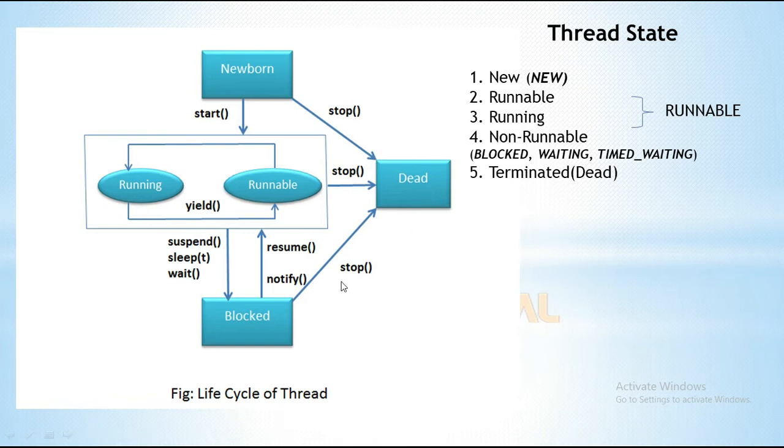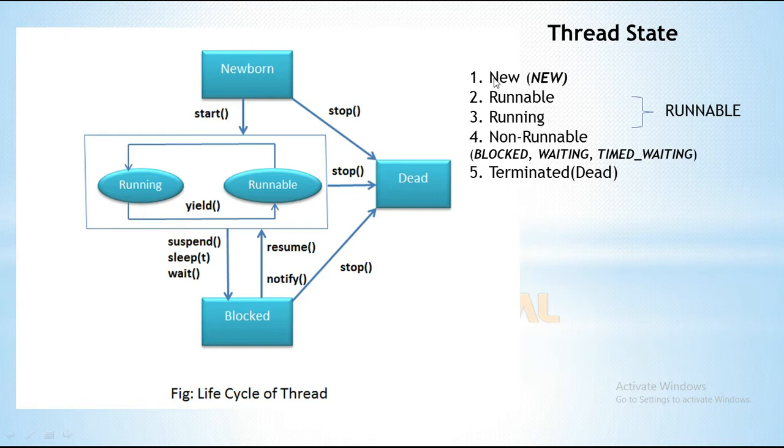From newborn, running, and this blocked or non-runnable state, a thread can go into the dead state at any time if you call the stop method. Here you can see the newborn state. In the newborn state, if you call the stop method, then it will directly go into the dead state, or we can say terminated state. Then in between running or runnable, if you call the stop method, it will go to the dead state. For non-runnable also, same thing. If you call stop, then it will go to the dead state.